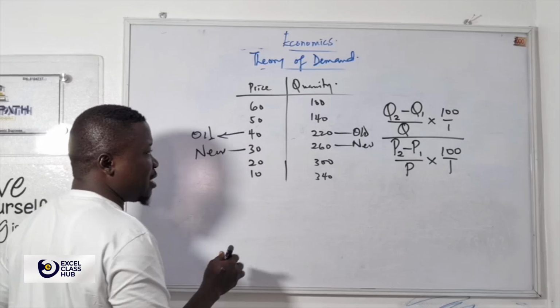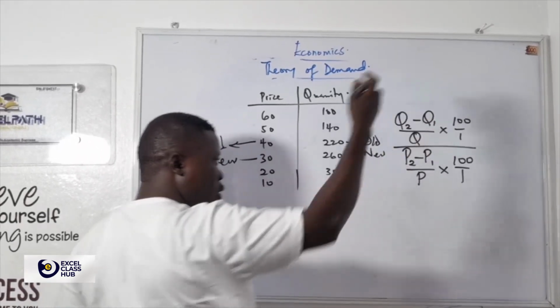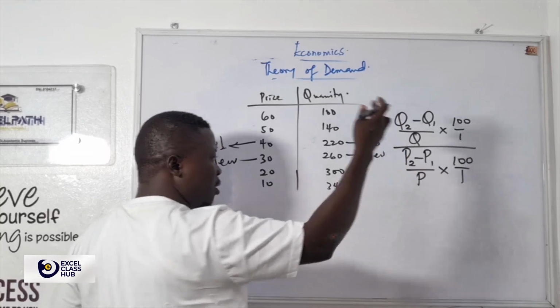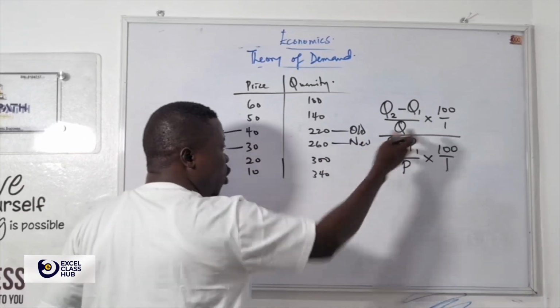When we have a question like this, our Q2 is the new quantity. Our Q1 is the old quantity. Our P2 is the new price. Our P1 is the old price.